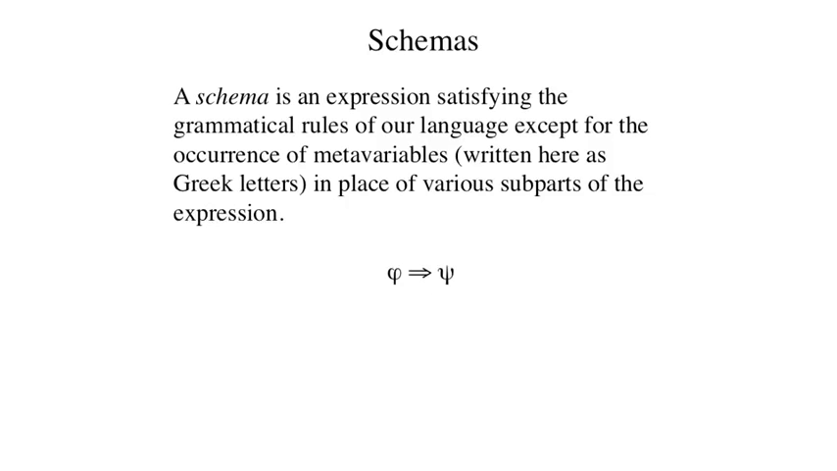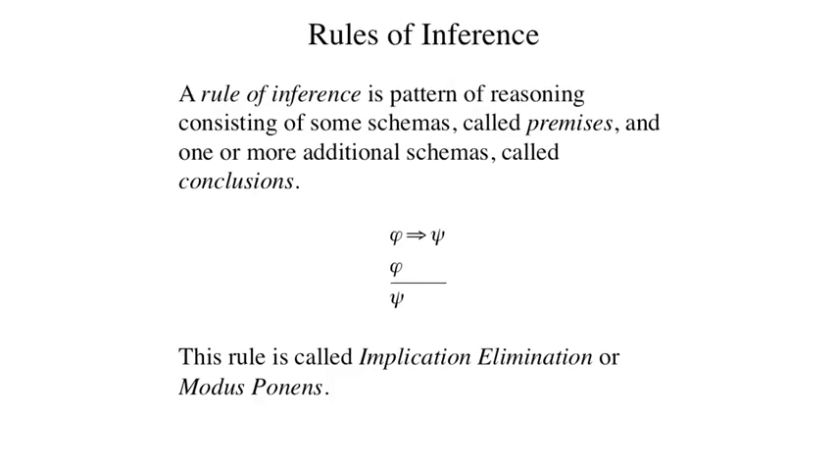A schema is an expression satisfying the grammatical rules of our language, except for the occurrence of metavariables in place of various parts of the expression. For example, the expression shown here is a schema with metavariables phi and psi. A rule of inference is a pattern of reasoning consisting of some schemas, called premises, and one or more additional schemas, called conclusions. Rules of inference are often written as shown here. The schemas above the line are the premises, and the schemas below the line are the conclusions.